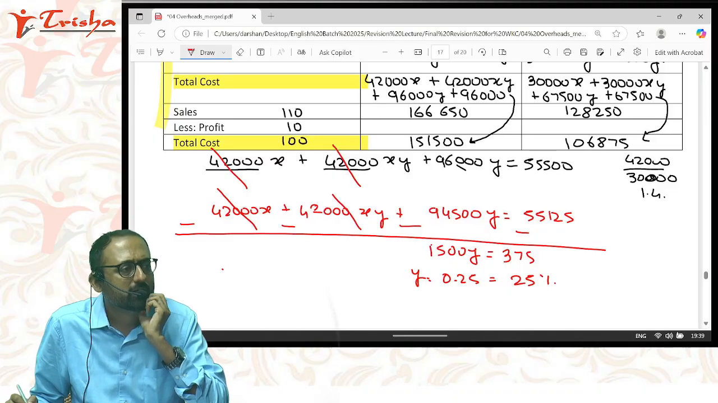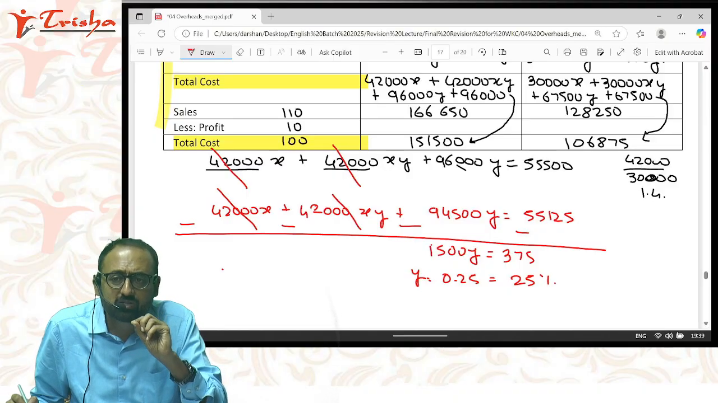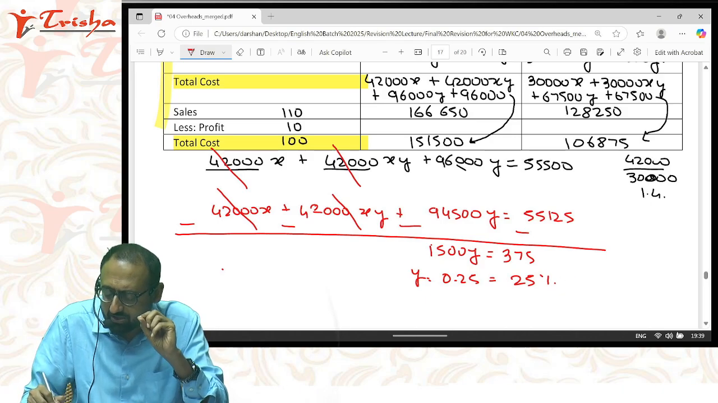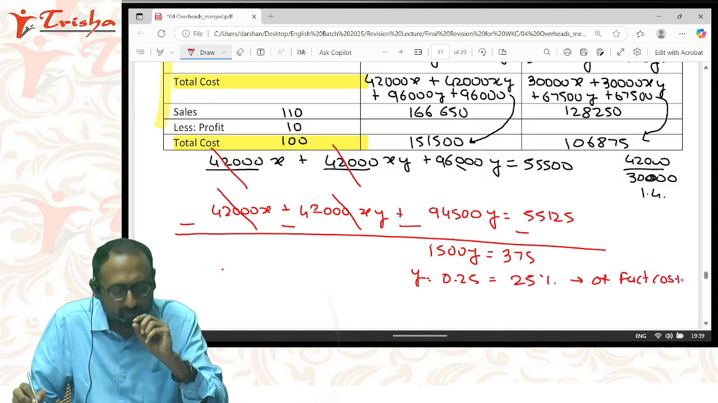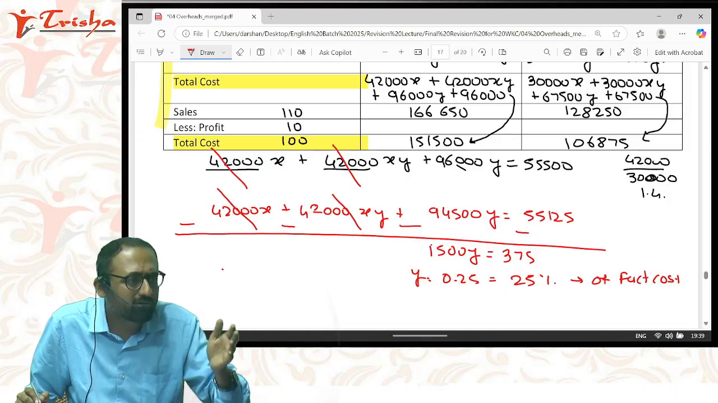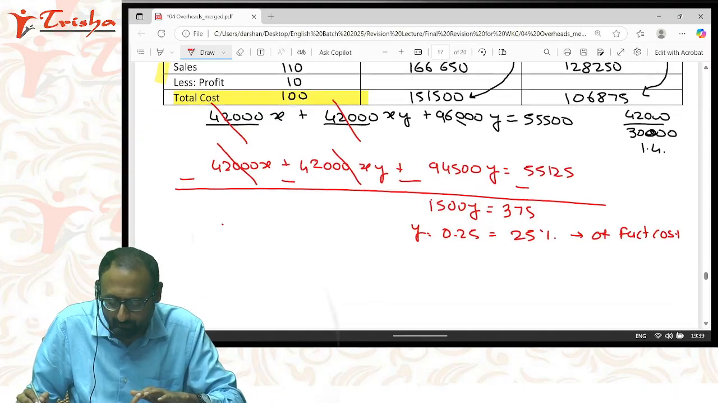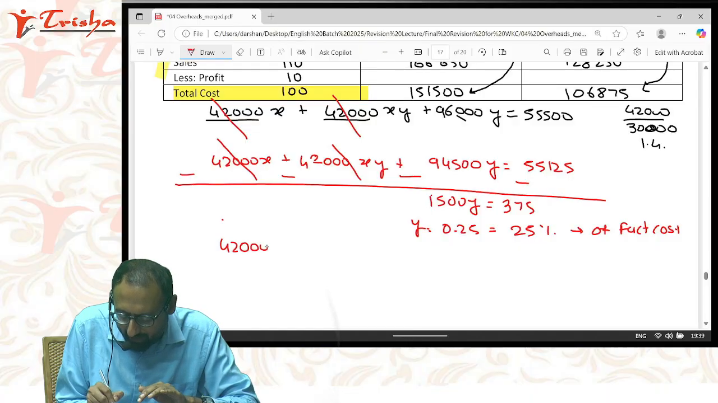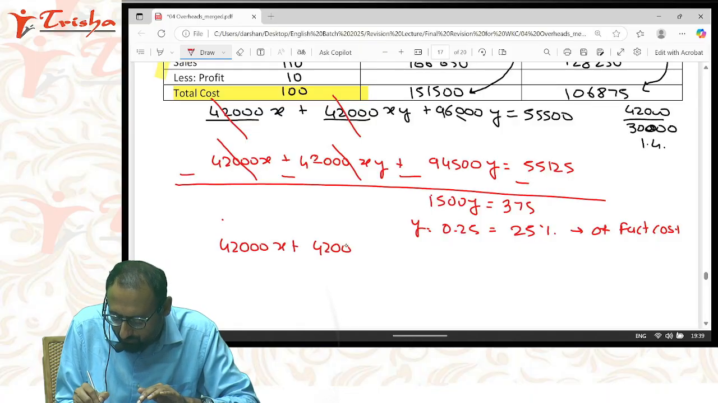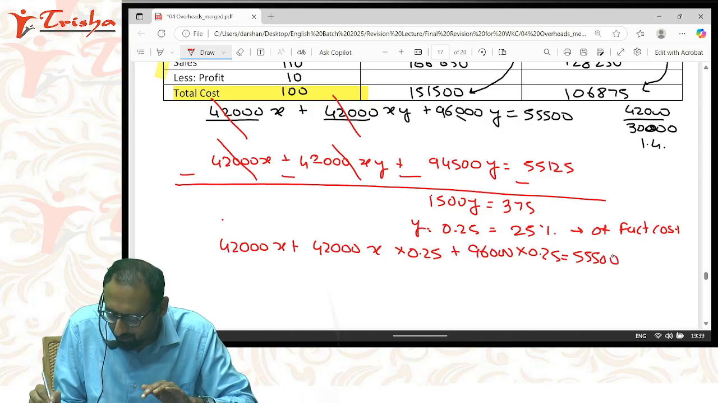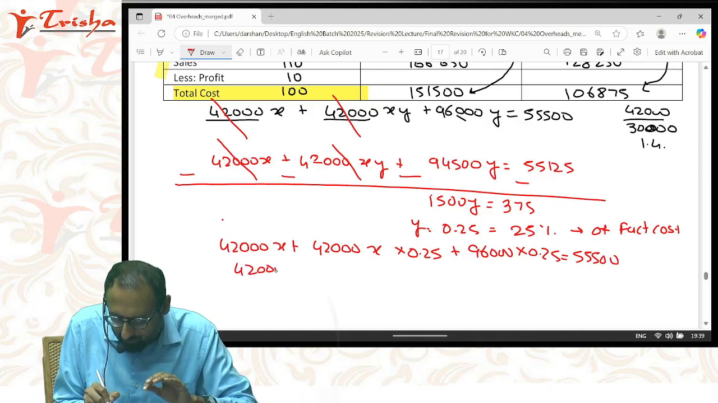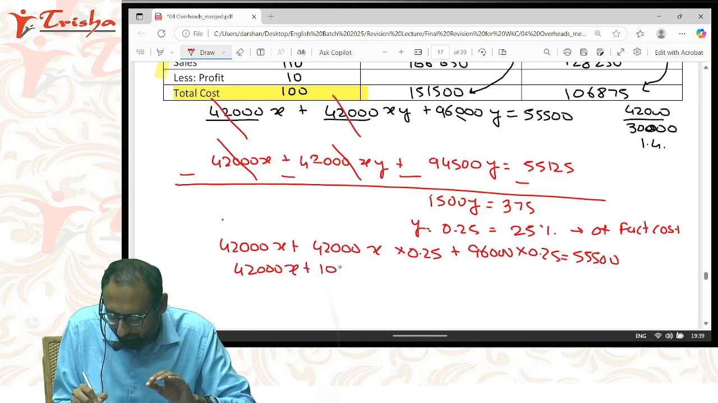What was our y? Y was our administration overhead. Administration overhead is 25% of factory cost. Now substitute this y value in any one of the equations and get the value of x. Suppose 42,000x plus 42,000x into 0.25y, 96,000y into 0.25 is equal to 55,500. So 42,000x plus 10,500, I think so.